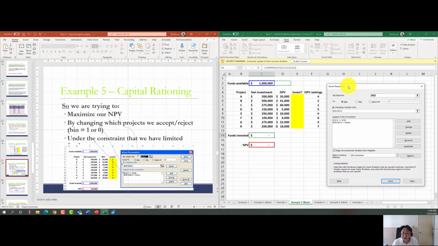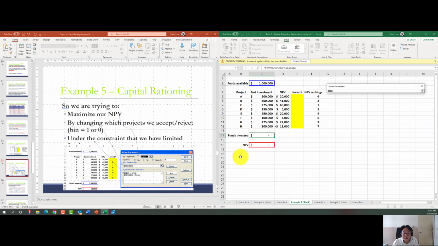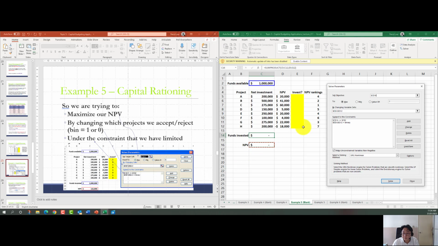And we set the objective of D2, actually it's not D2, sorry, it is actually going to be C16 to the maximum. Okay, so then let's reiterate.